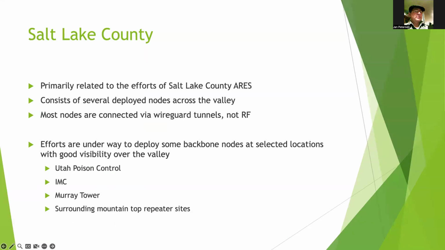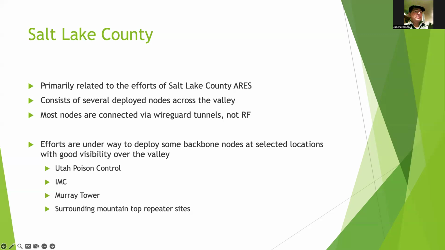Right now, Salt Lake County is primarily being spearheaded by Salt Lake County ARES. There are a lot of nodes deployed around the valley. Most of them are connected via a tunnel. There are a couple of different tunneling protocols used in AREDN. In the old UI, there was what they call the legacy tunnel protocol, and then they added a WireGuard-based tunnel protocol. WireGuard is a lot more efficient and a lot faster. It's a lot easier to set up and configure than the old legacy mechanism. And the legacy one is going away. In fact, I think it's completely gone out of the UI at this point.